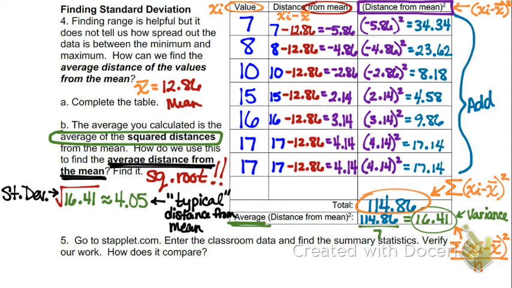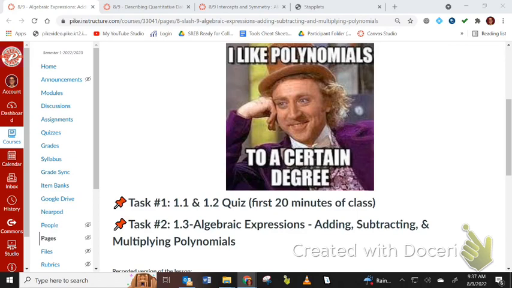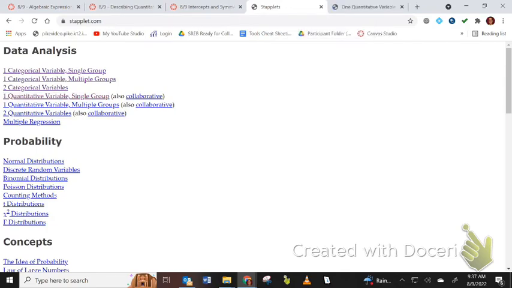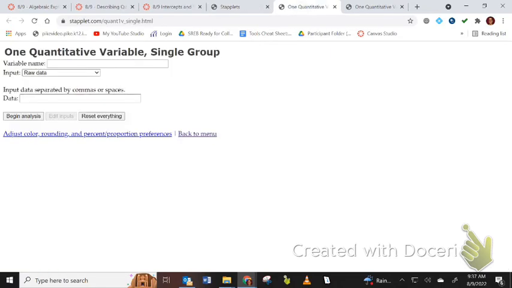All right. Let's go to Staplet and see what they say, because in the summary statistics, it gives me standard deviation. So let's go enter our data there. I'll do it up on the screen so that we don't have to all get into that right now. What should I choose? Quantitative. How many groups did we collect data from? Just one. So one quantitative variable, single group. Oh, it's opening up in a new window. All right, so I'm going to enter the raw data.